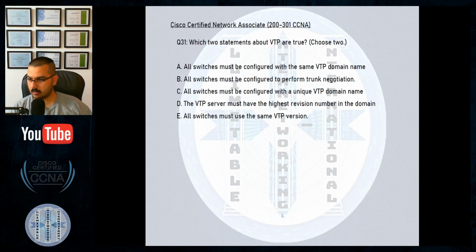Question 31. Which two statements about VLAN Trunking Protocol are true? Yes, VTP has been removed from the CCNA, but I have already described it briefly and in a good way in the bundle of April, in one of the previous 6 videos. It says that all switches must be configured with the same VTP domain name.